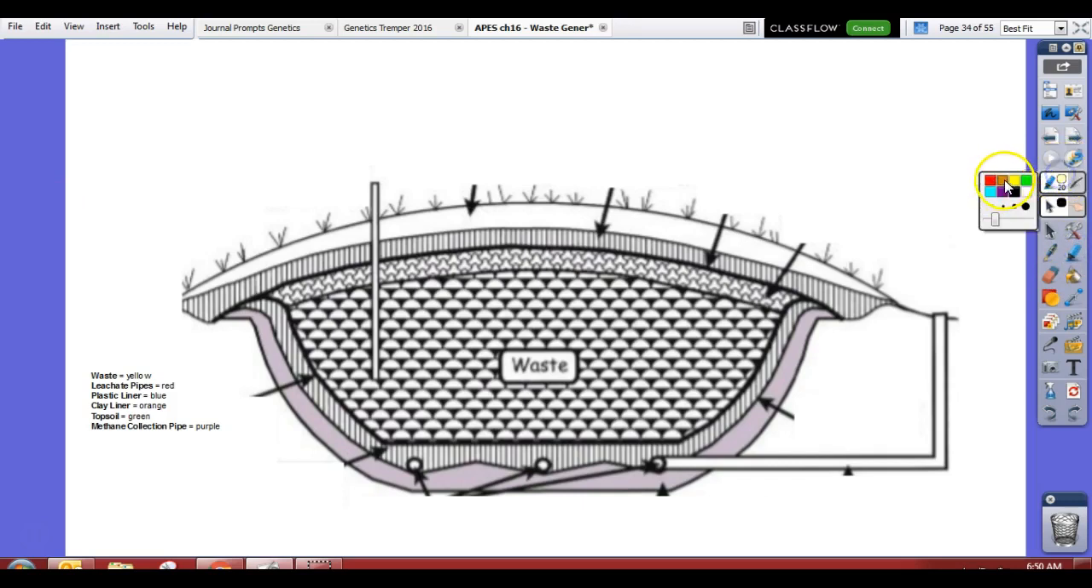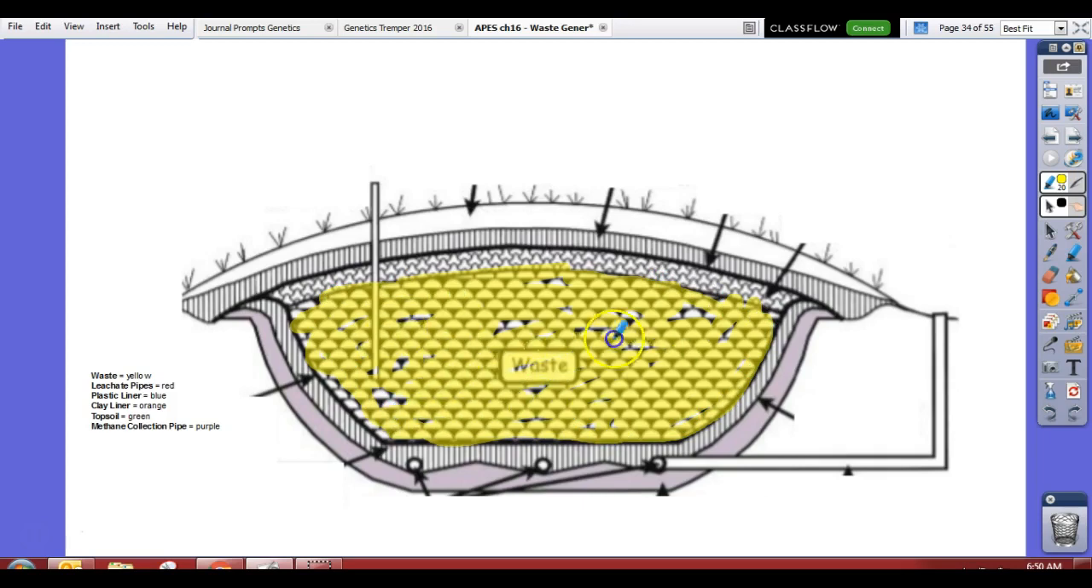The waste is going to be yellow, so go ahead and color the waste. Why am I having you color this? You're like, Ms. Frankson, I could just label it. Well, when you actually color things, you are processing it differently than if you just label it, and a lot of times it sticks in your brain better. I used to have my anatomy kids do this all the time. We would color code diagrams because it helps you remember it better. So we have our waste.